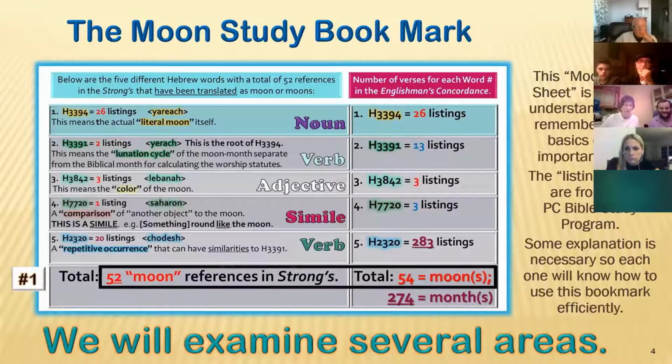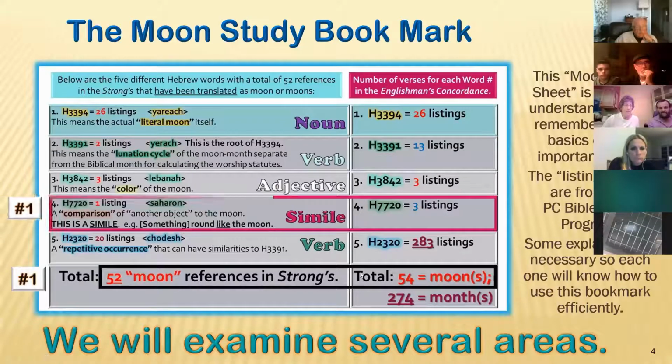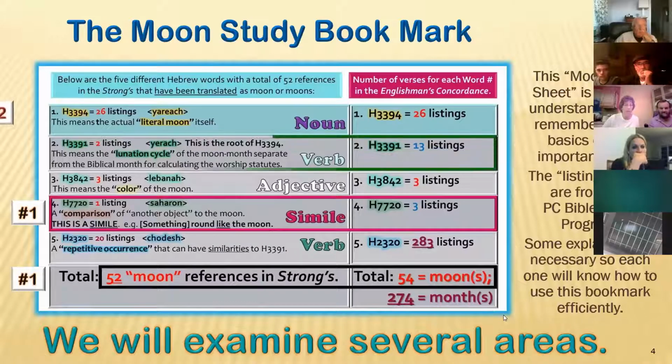This is going to be number 1. We have a total here on the left-hand side that says 52 moon references in the Strongs. Over here it says 54. I want to be able to show you why those are 2 different totals. And then this part here that is in the red box or the pink box is going to be an answer to the solution. So these 2 are going to work together in this presentation.